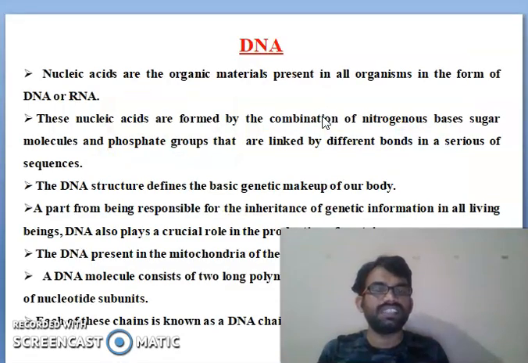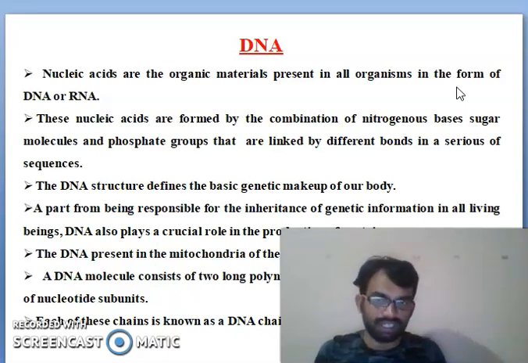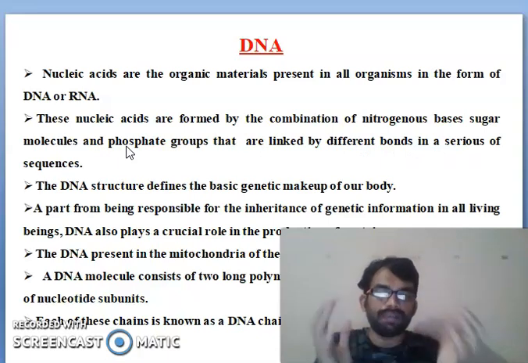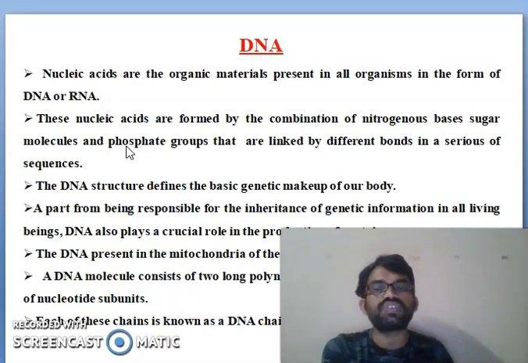We can see the very basic things of what is DNA. Nucleic acids are the organic materials present in all organisms in the form of DNA and RNA. This point is very familiar to everyone. You can see the next point. Nucleic acids are formed by the combination of nitrogenous bases, sugar molecules and phosphate groups linked by different bonds in a series of sequence. So that is called the formation of DNA.